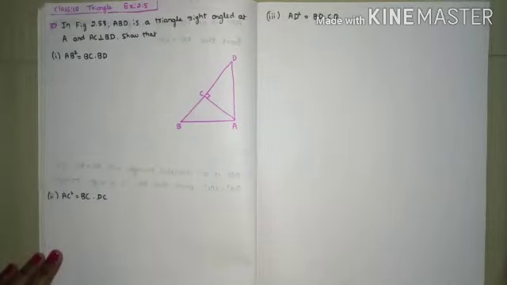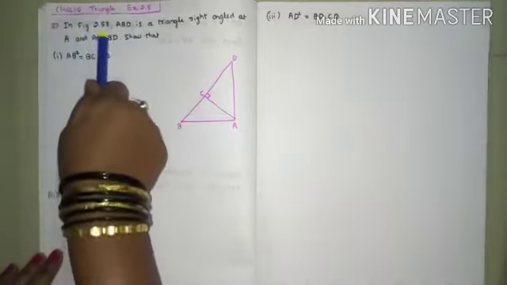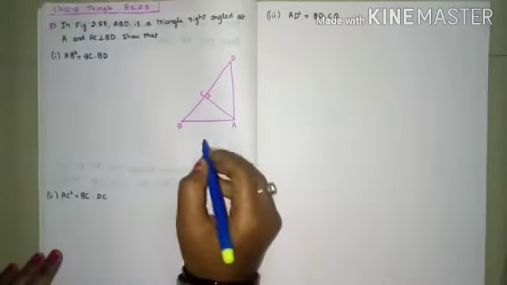Hello children, in this video we are going to learn exercise 2.5, triangle chapter, the third sum and the fourth and fifth sum. First we'll see the third sum, what they have given. In figure 2.53 they have given the diagram here.